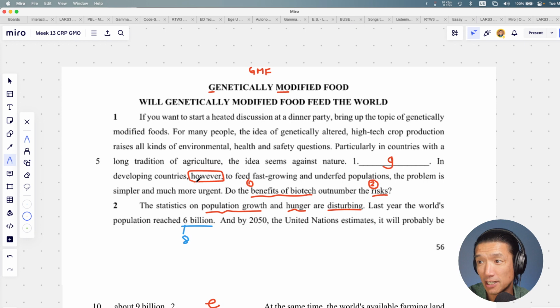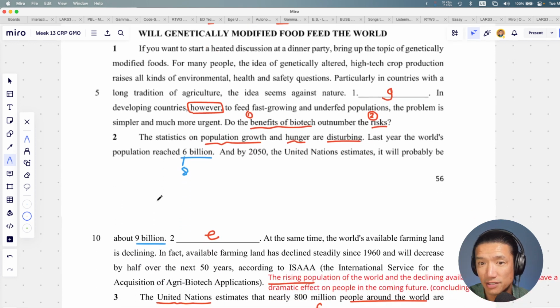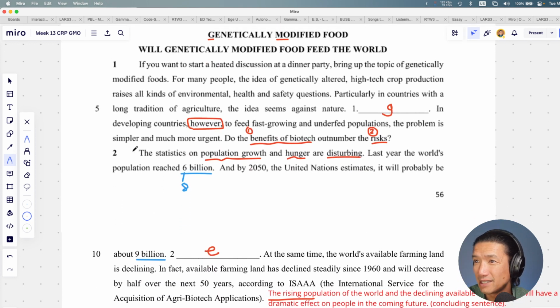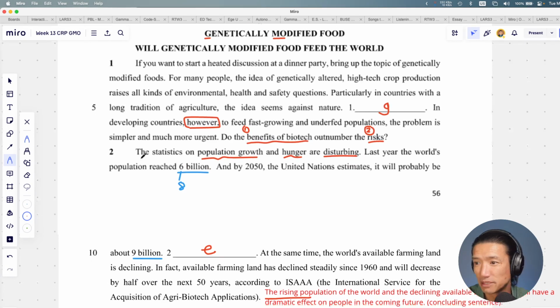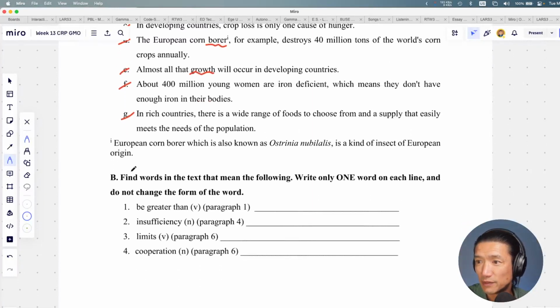"In developing countries, however," so they talk about how much food the developed countries have. Well, however, this is a problem, right? "Much simpler and more urgent." Why is the word simple? The problem is simpler. The problem is getting people food.